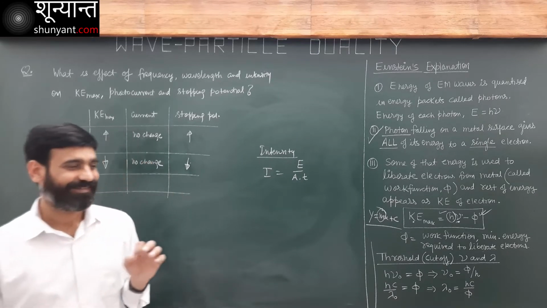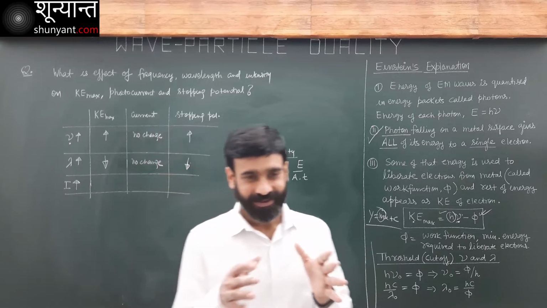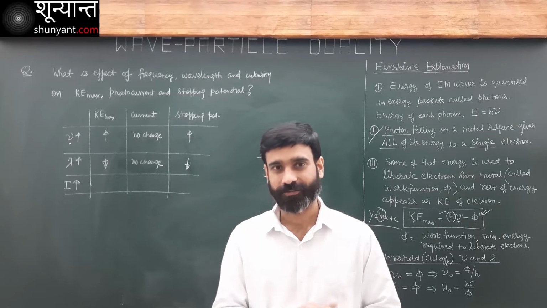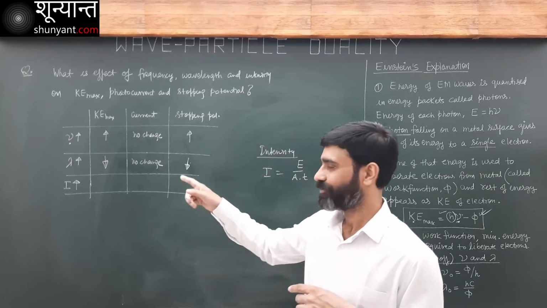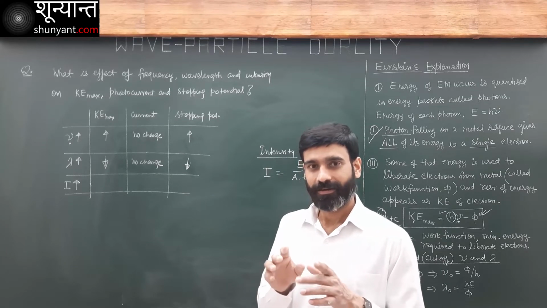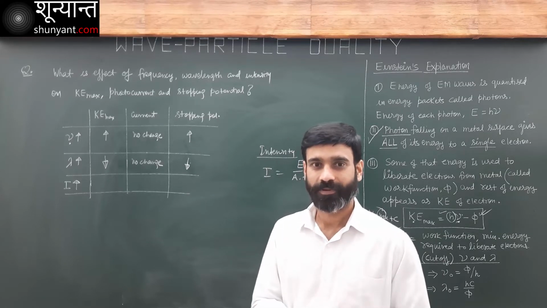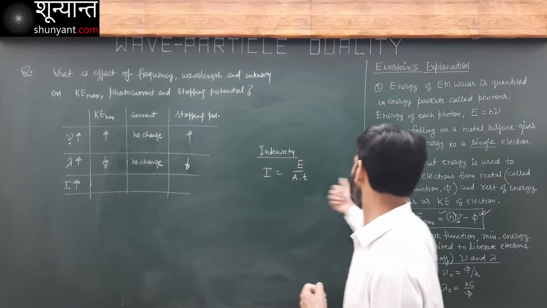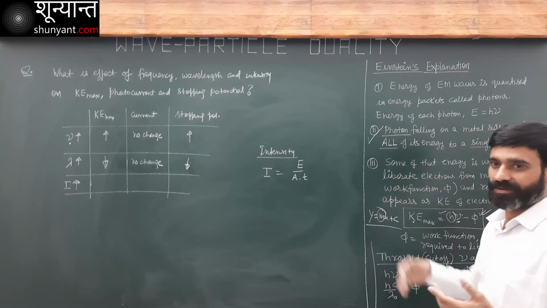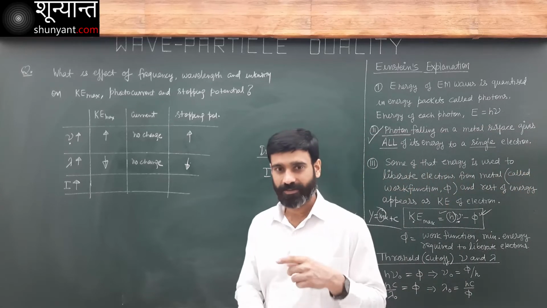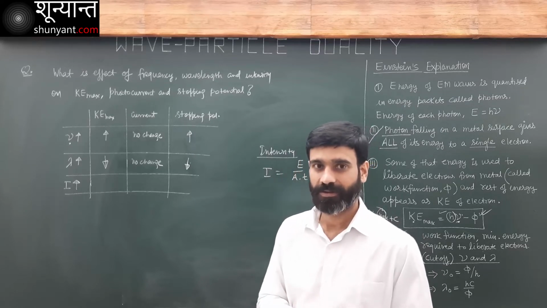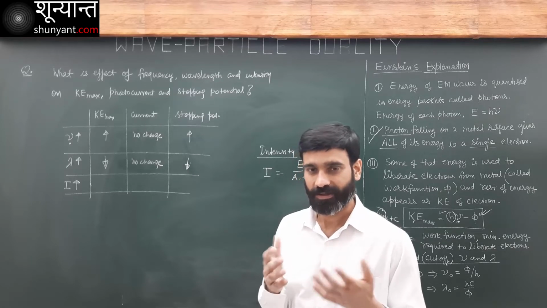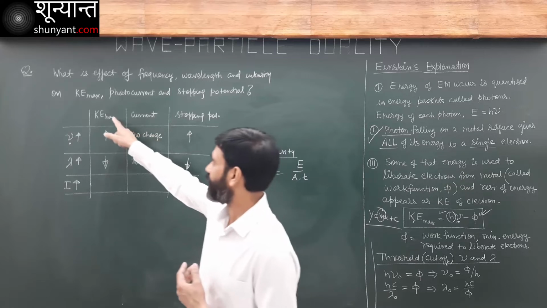One other way of doing it is to keep the number of photons constant, but increase the energy of each photon. That way also the intensity is going to increase. Or we can do both. How can I increase the energy of each photon? By increasing the frequency. So I increase frequency and at the same time I also increase the number of photons. That way also intensity will be increased.